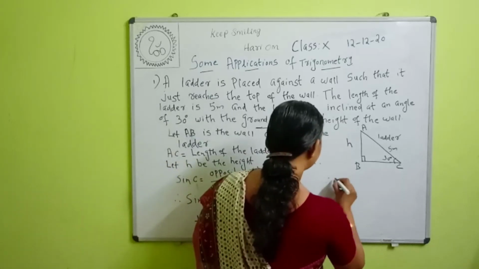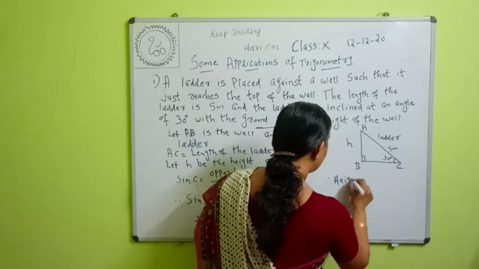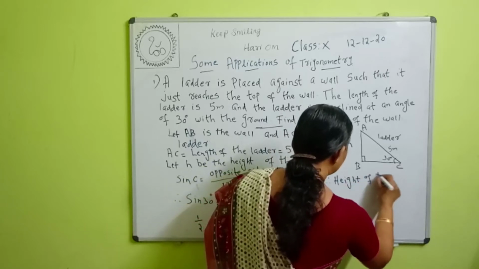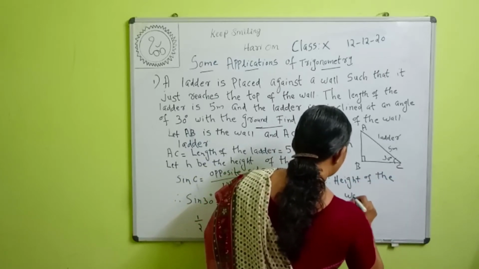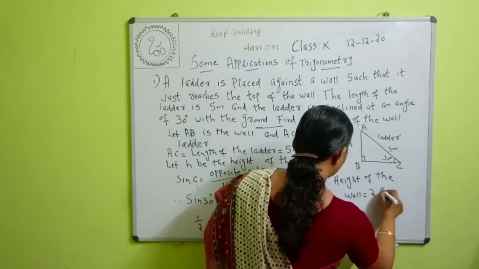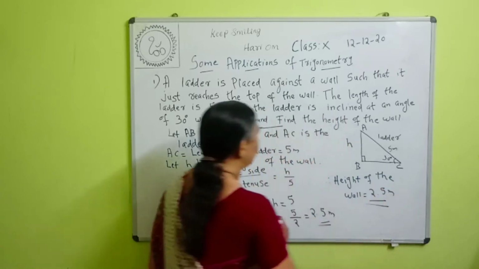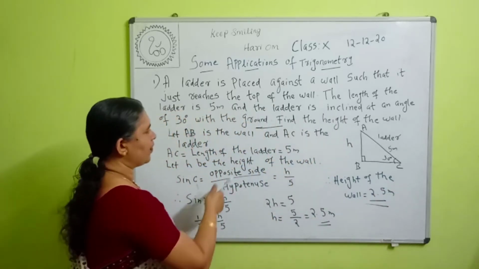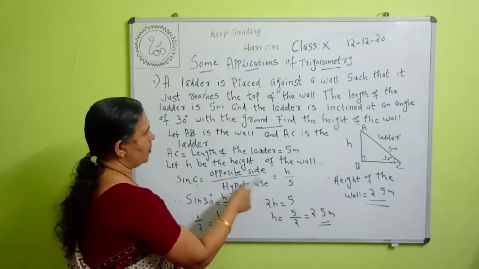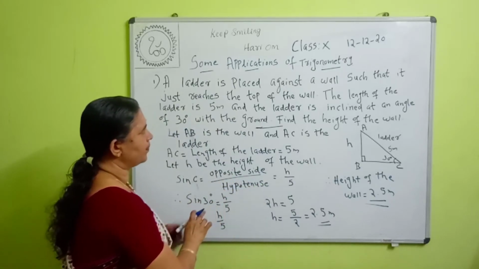Therefore, height of the wall equals 2.5 meter. Therefore, we use the trigonometric ratio to find the height of the wall. Okay.